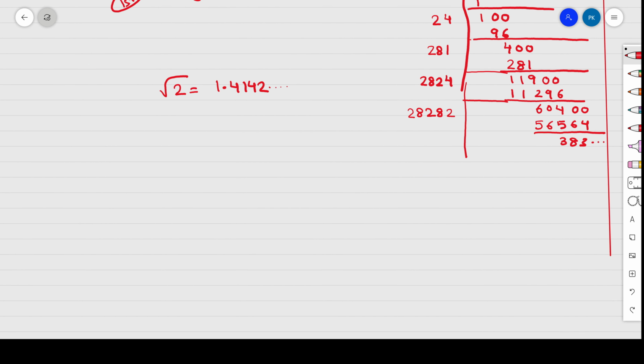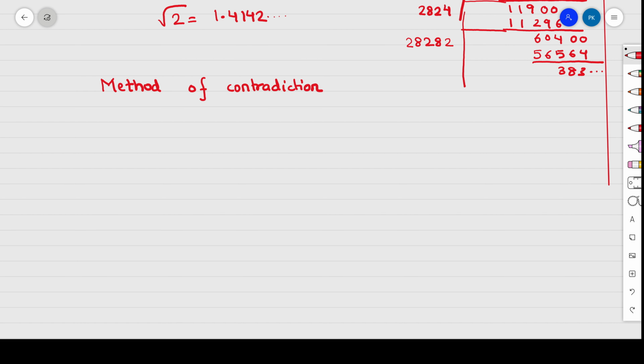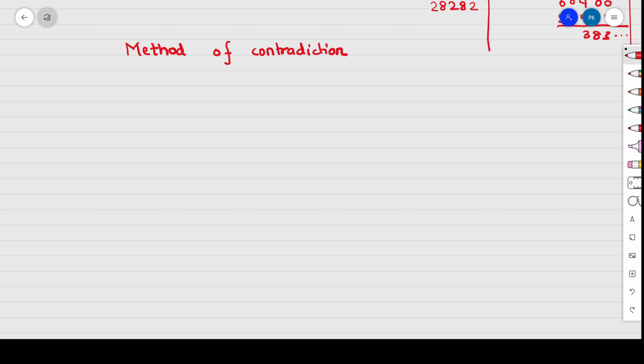The second way is called the method of contradiction. In the method of contradiction, we assume the opposite of whatever has been asked for. For example, it is said that you have to prove that root 2 is not a rational number. So we will say, okay, let us assume that it is a rational number. Since we are assuming, we will say if possible. Why if possible? Because it is actually known that under root 2 is not a rational number. So we'll say if possible, let us assume that under root 2 is a rational number.